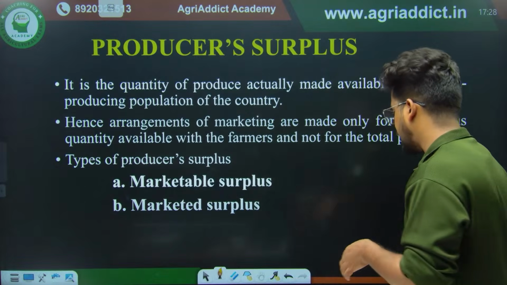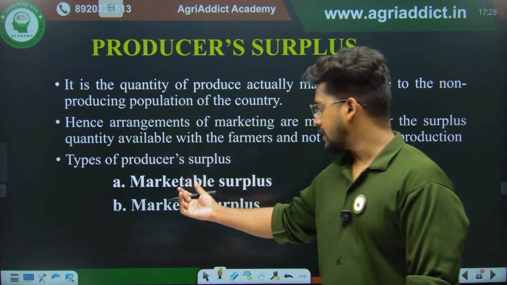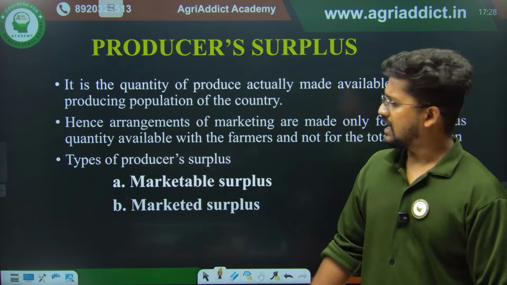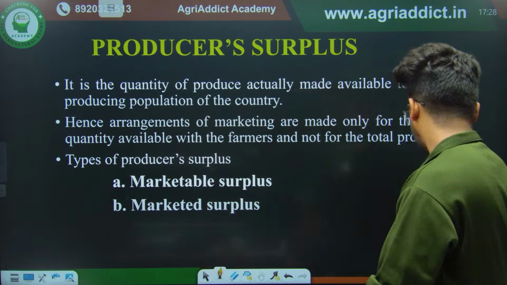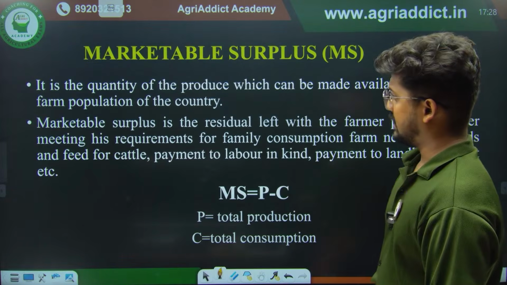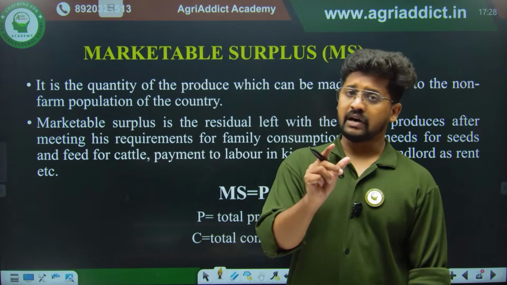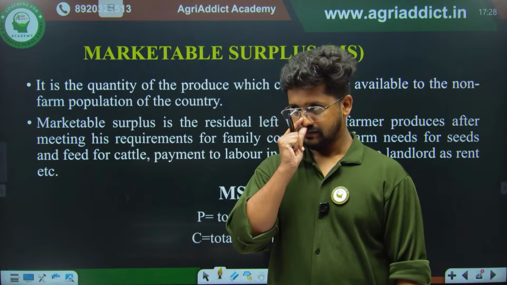So producer surplus can be classified into two. First one is marketable surplus and second one is marketed surplus. Marketable surplus is nothing but the same idea, what the producer surplus is. So it is very important to understand the difference between marketable and marketed surplus.